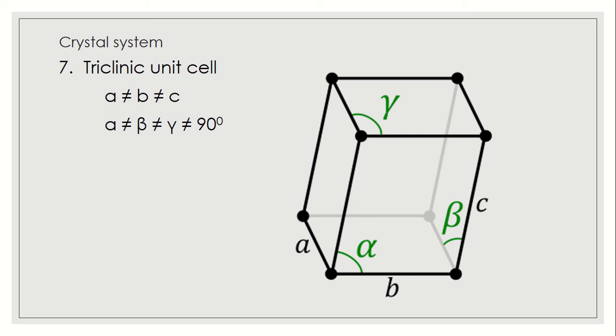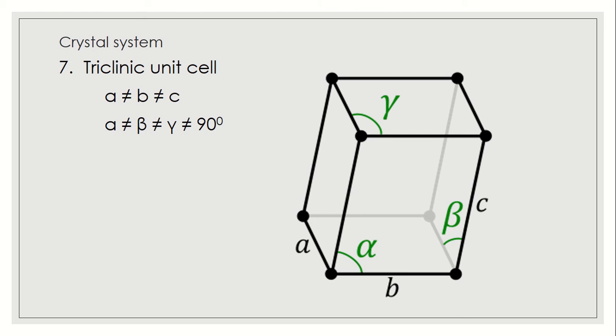Coming to the last type of unit cell or crystal system, which is the triclinic unit cell. Here no parameters are equal to each other, either length or angle. Here A is not equal to B and B is not equal to C. Alpha is not equal to beta and beta is not equal to gamma. So all the three lengths are different. All the three angles are also different. So this kind of crystal system is called the triclinic crystal system.